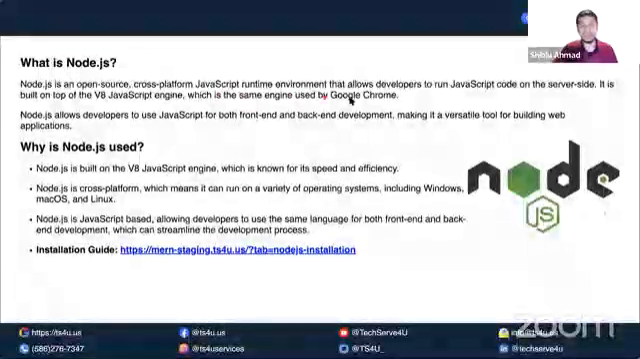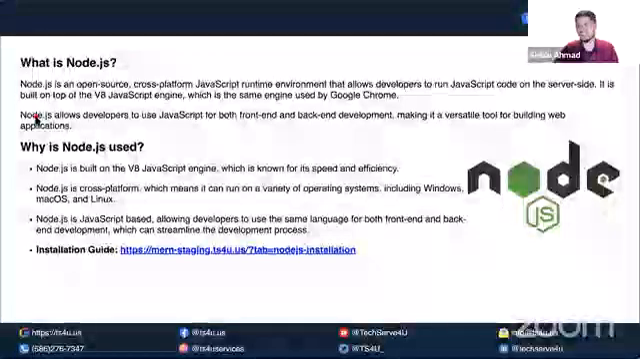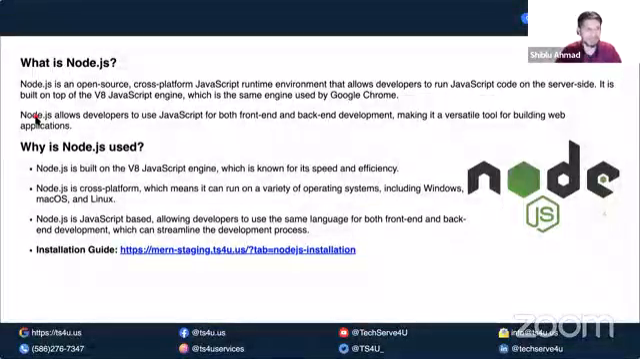Brought it, used by Google Chrome. So what happened exactly? Node.js allows developers to use JavaScript for both front-end and back-end development, making it a versatile tool for building web applications. So basically, we are going to use JavaScript to write the back-end business logic, and to run this, we use Node.js.